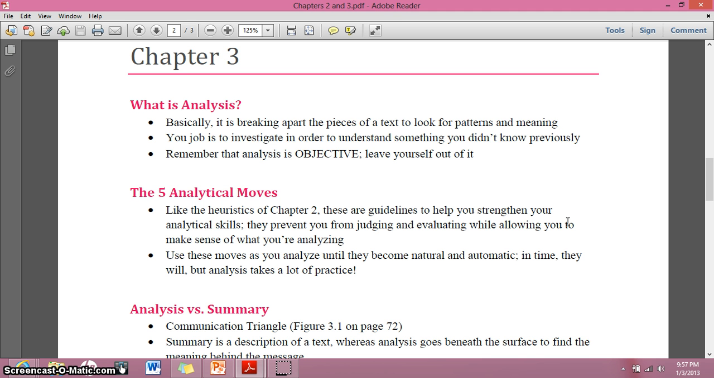Don't just think that it's writing that I'm referring to. In one of the discussion boards coming up, you'll actually be working with a visual text as opposed to a written one. So again, breaking apart the pieces, looking at the different things, and then putting them back together to find what they mean. Your job as the analyzer is to investigate in order to understand something you didn't know previously. So that's why the textbook tells you that it's okay to be okay with confusion and to not always have an answer. That's perfectly fine.